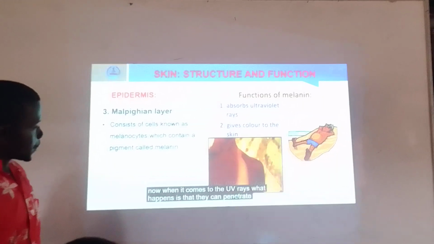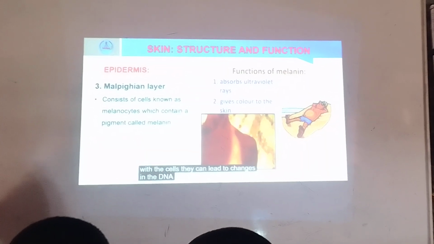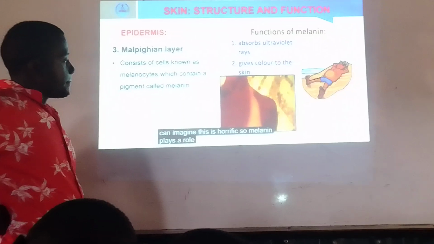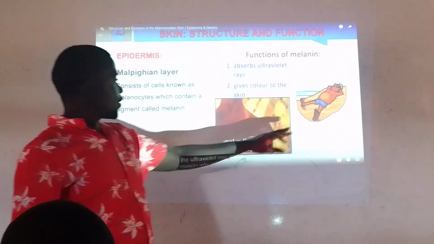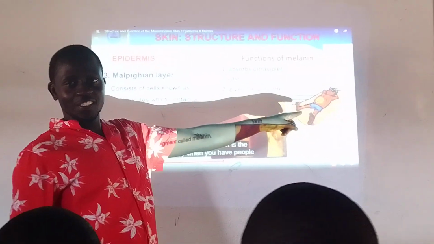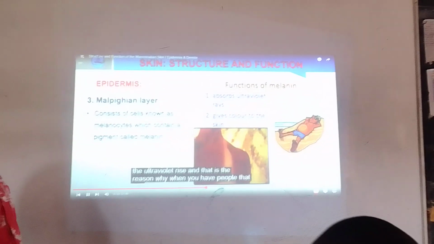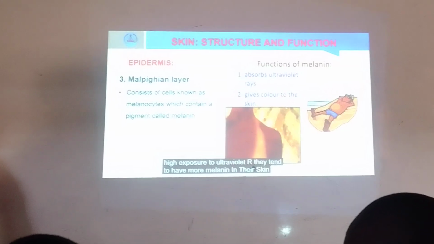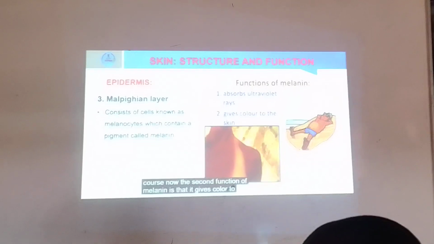Ultraviolet rays can penetrate the uppermost layer of our skin and interact with the cell. They can lead to changes in the DNA and can also lead to changes in the cell structure itself, which can result in skin cancer. As you can imagine, this is horrific. So melanin plays a role in reducing the effect of the ultraviolet rays. That is the reason why people who live in areas where there is a high exposure to ultraviolet rays tend to have more melanin in their skin, so a darker skin color. For protection, of course.